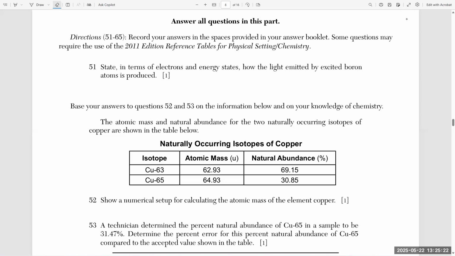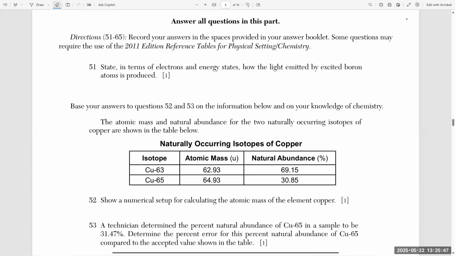My name is Mr. Kim, and I am going to be going over the FRQ questions from the January 21st, 2025 administration of the New York State Regents in Chemistry. So let's get started. Number 51, state in terms of electron and energy states how the light emitted by an excited boron atom is produced. Well, how do you answer that?